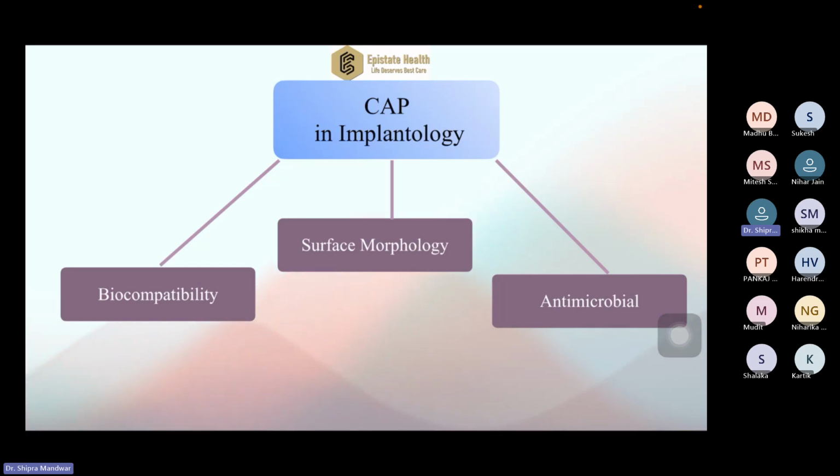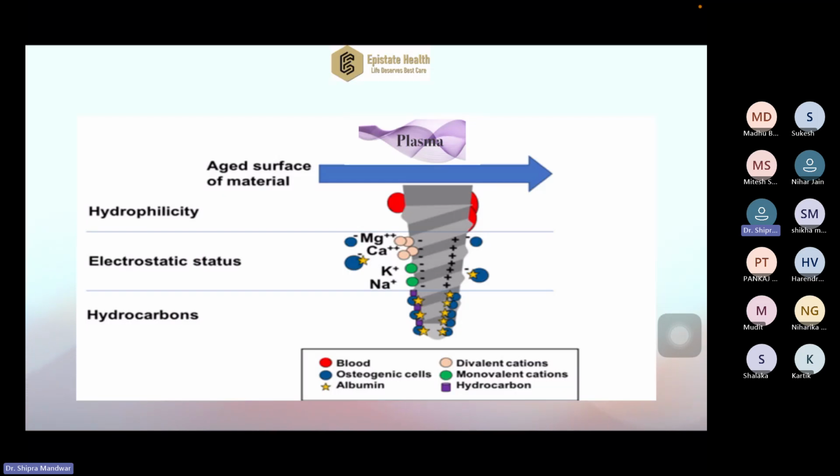What does cold atmospheric plasma give us? It increases the biocompatibility of the implant. It improves the surface morphology. It cleans the surface. It adds a positive charge to the surface, and of course, it was first and foremost used for disinfection, and it treats implants and makes them antimicrobial.